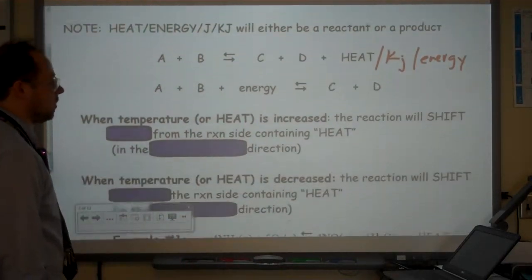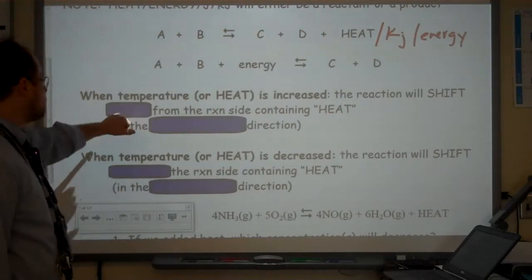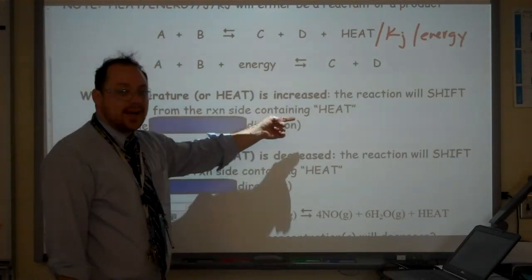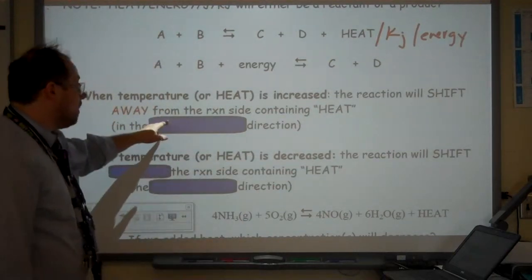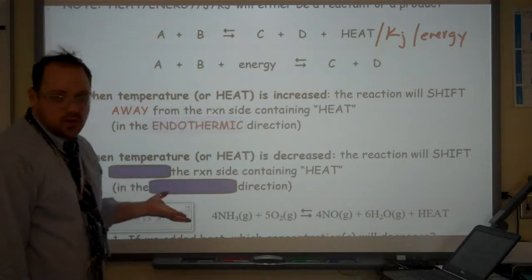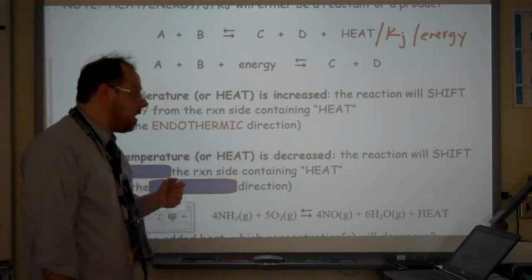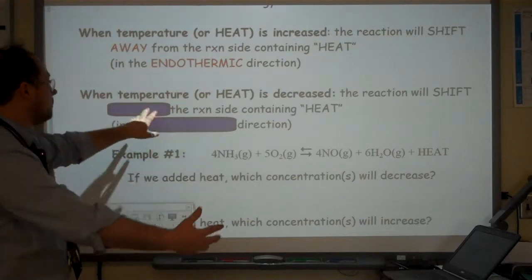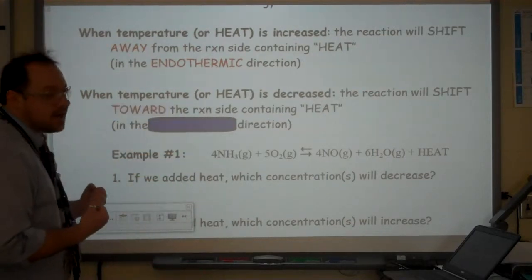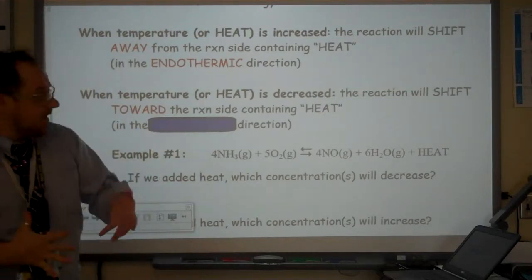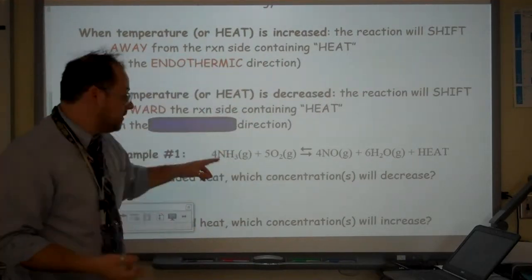So when temperature or heat is increased, the reaction will shift away from the reaction side containing heat. So away from what you add still. No change there. In the endothermic direction, just another layer of vocabulary there. So when temperature or heat is decreased, a shift will happen towards the side containing heat. So if you take away heat, you shift towards the side that has heat, or kilojoules, or energy.